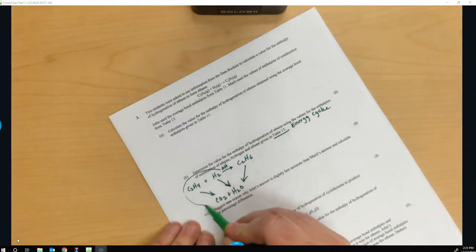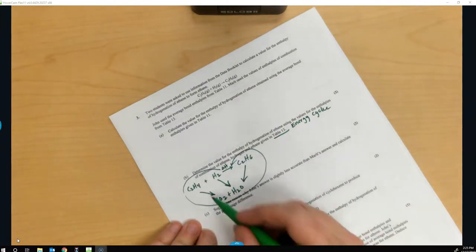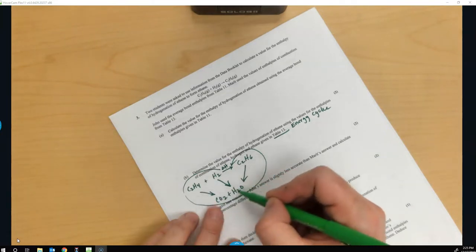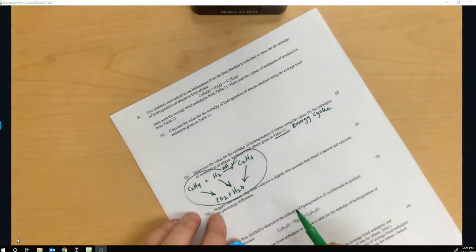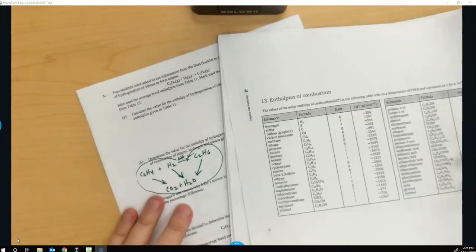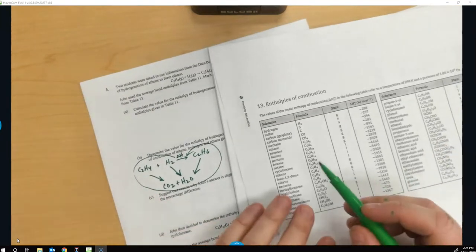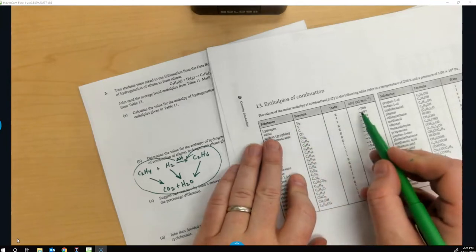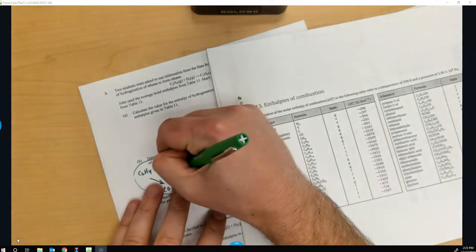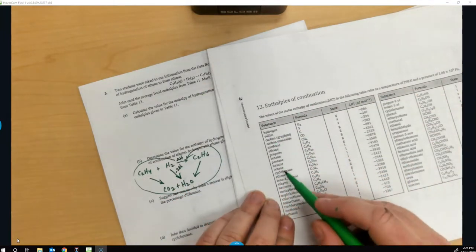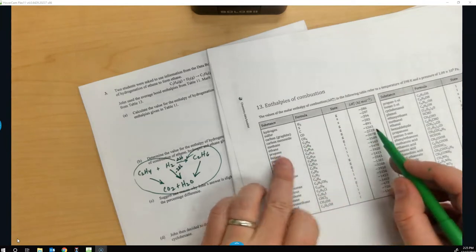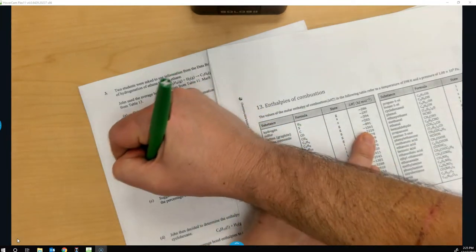So we're going to travel around the cycle from the back of the arrow to the front of the arrow, adding the values of the arrows that we're going with and subtracting the value of the arrows we're going against. So let's go ahead and open table 13. So hydrogen has an enthalpy of combustion of negative 286. Ethane has an enthalpy of combustion of negative 1561.